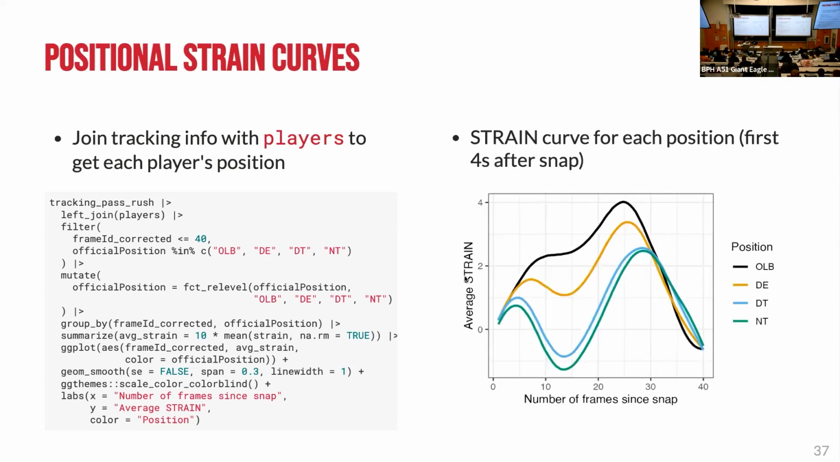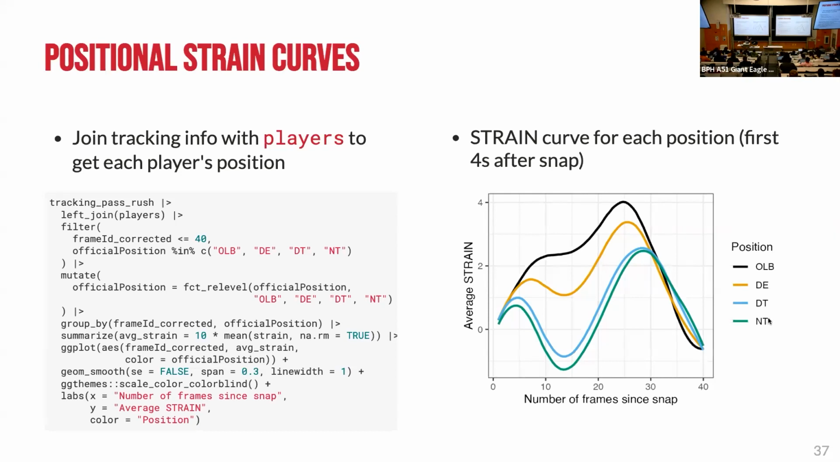So here's what we got if we run through all this code and we get this figure right here. Again, on the x-axis, we have just the time, which defines the number of frames since the ball snap. On the y-axis is the average strain aggregated across all the frames. And each of these curves represents an aggregated curve for each of these positions: outside linebackers, defensive ends, defensive tackles, and nose tackles.